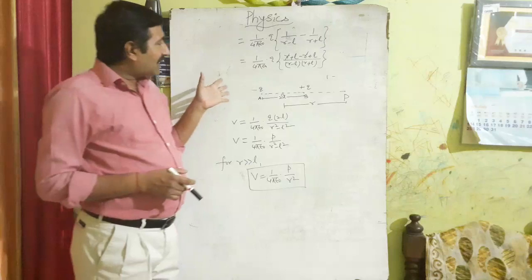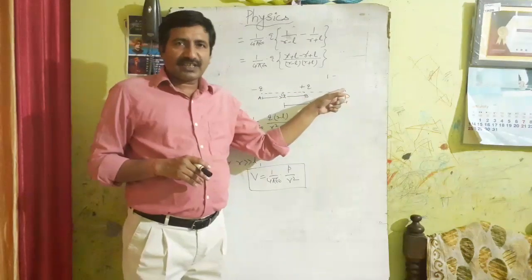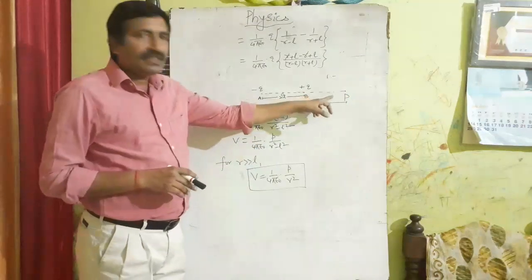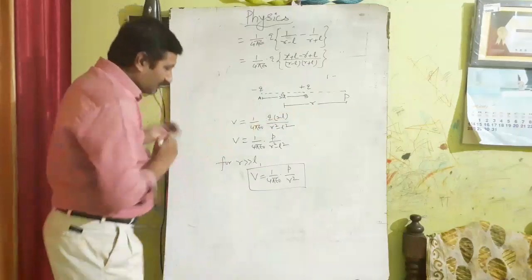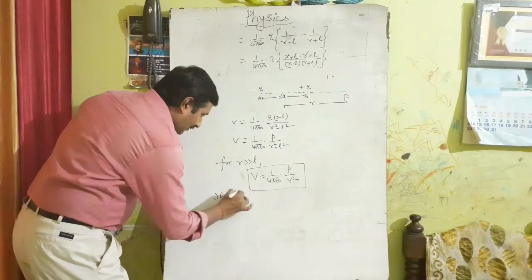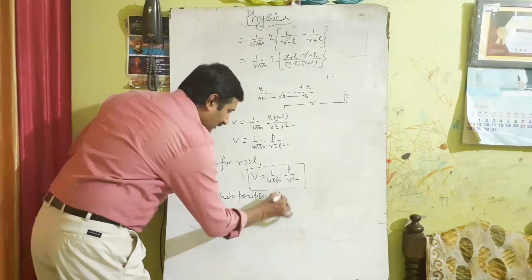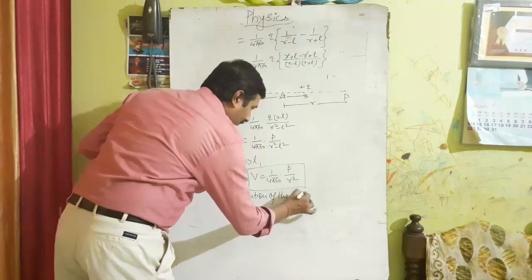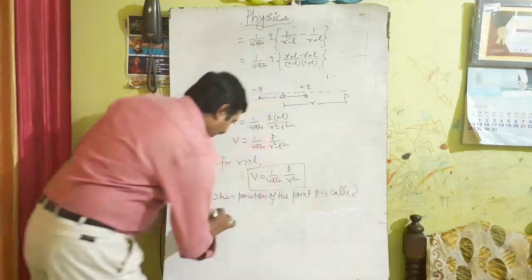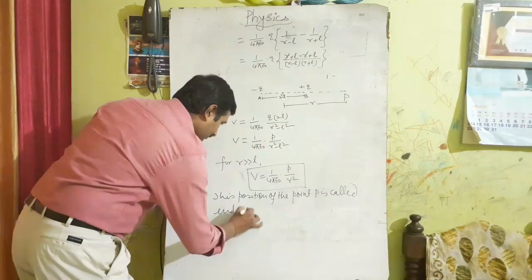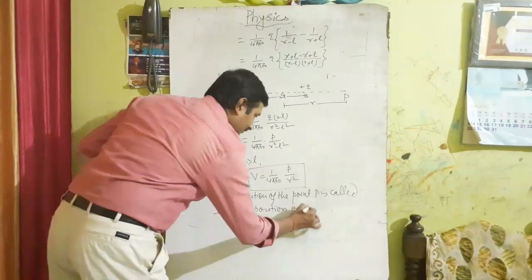When you were learning about electric field intensity, you learned that this position of P is called end-on position. Here again, the position of P is called end-on position or axial position. Is it clear? So this position of the point P is called end-on position or axial position.